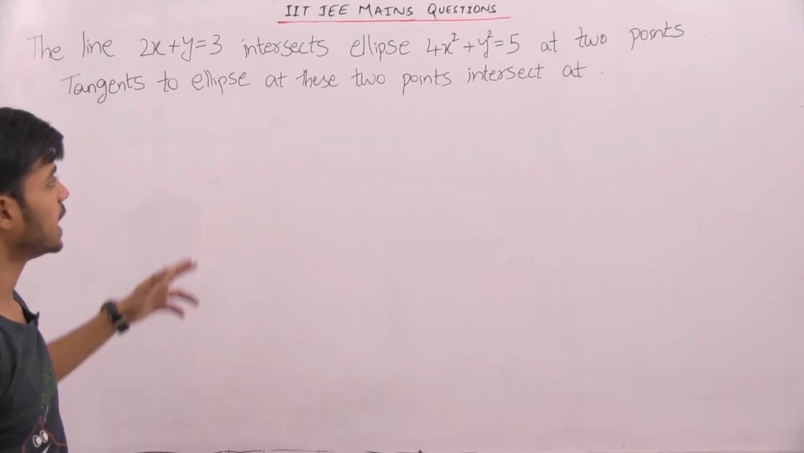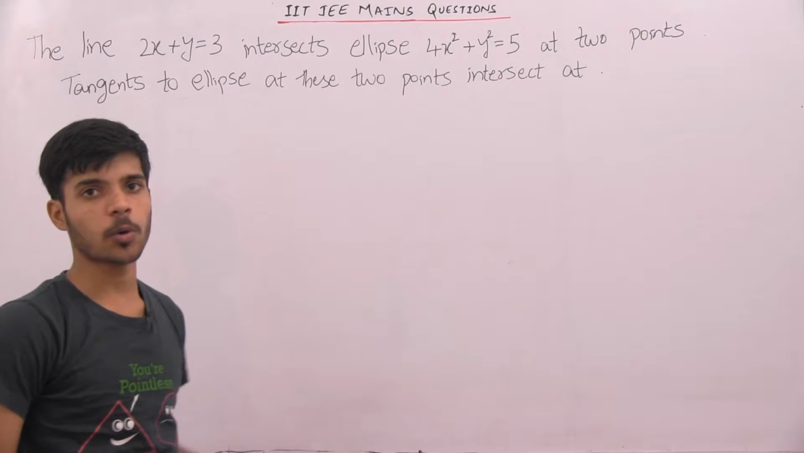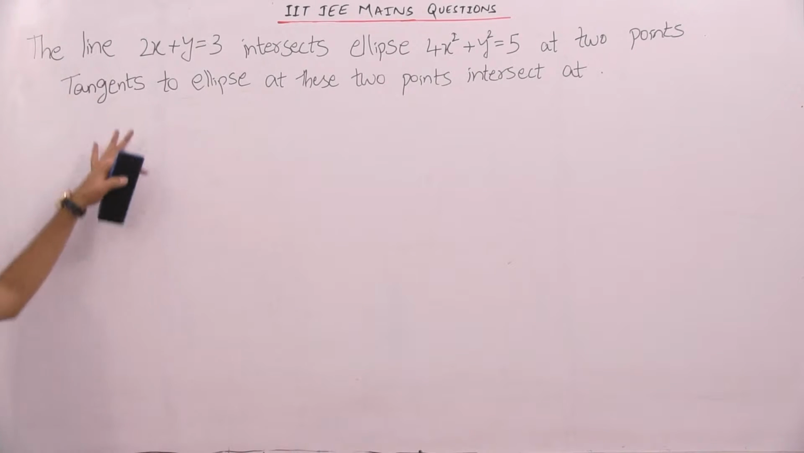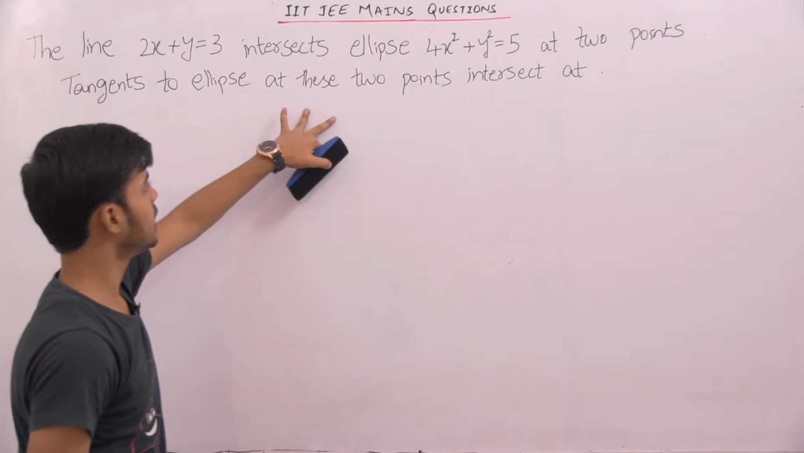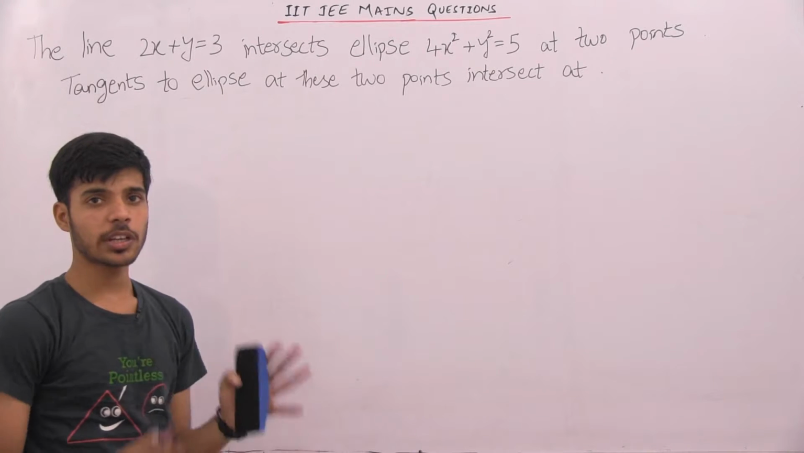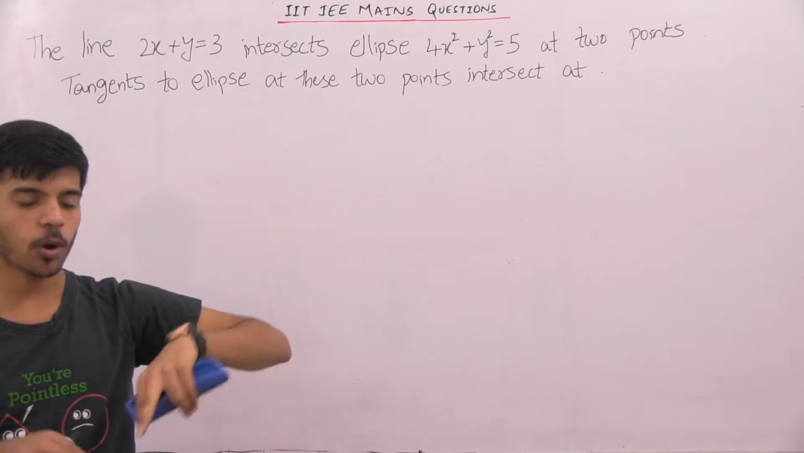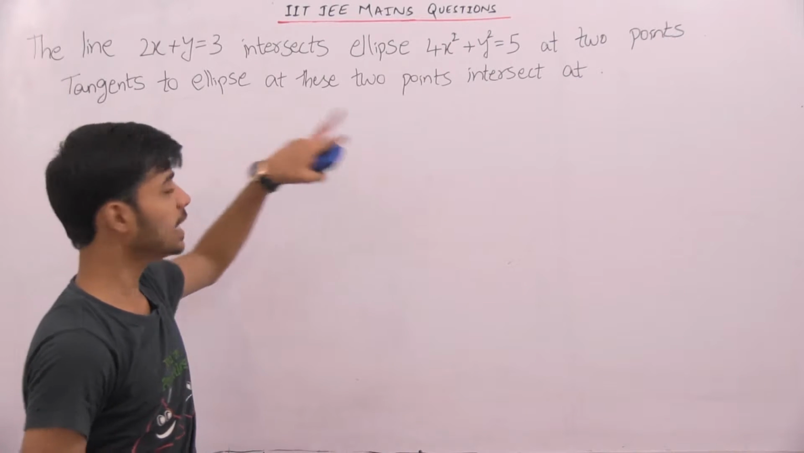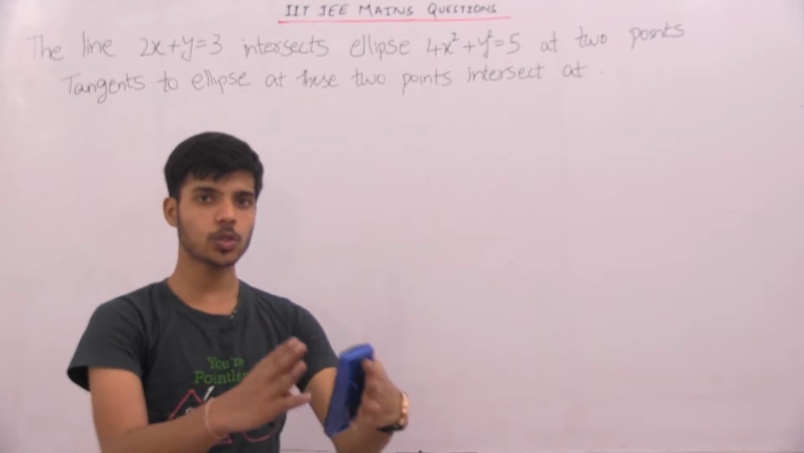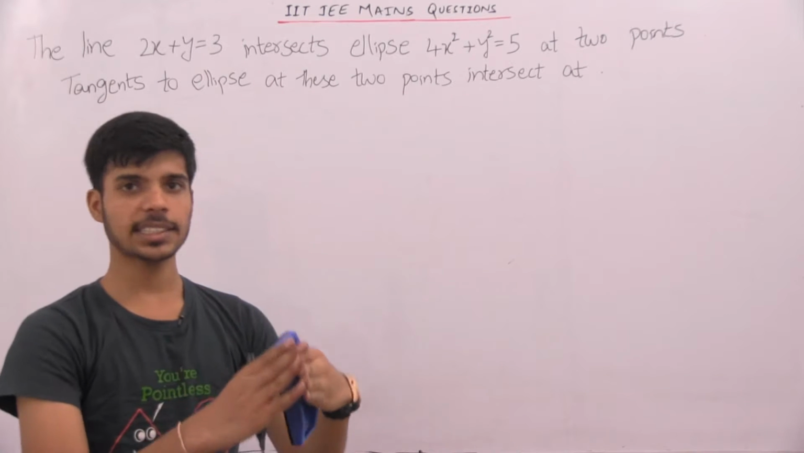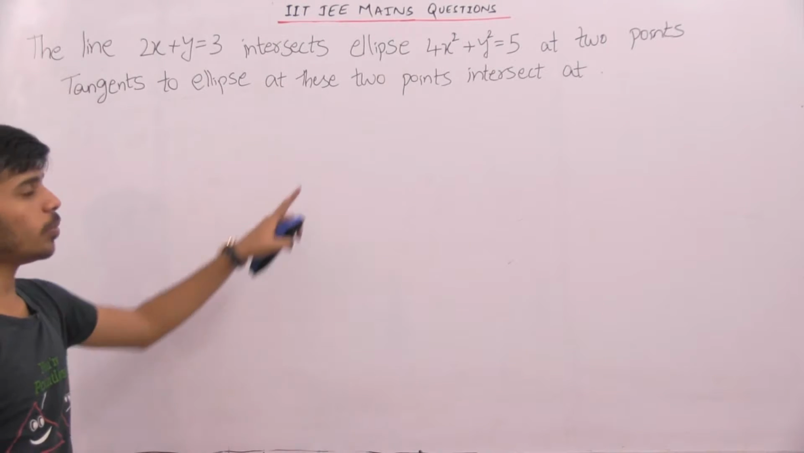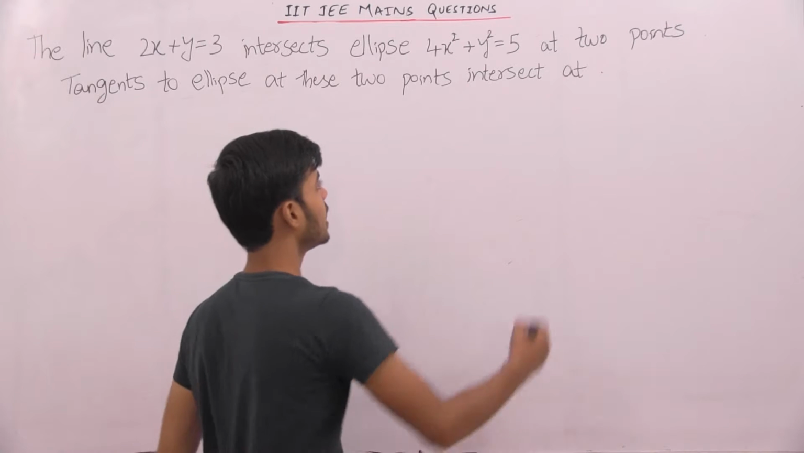Here we are given a line which intersects the ellipse at 2 points. So tangents to the ellipse at these 2 points intersect. If we draw tangents at the 2 points where the line intersects the ellipse, then those two tangents intersect somewhere. So we need to find the point at which they intersect.